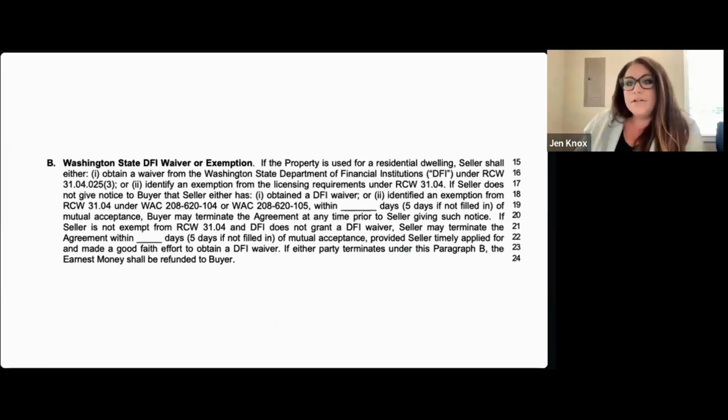So a seller who wants to do seller financing has 5 days to obtain this waiver by default. That date can be changed. This waiver is not incredibly lengthy, and it's not very hard to get. Washington State tends to make them very simple to obtain. And there's also no harm in applying even if there is an exemption. So the important part is making sure that if your seller is doing seller finance, that you get that application in as soon as possible.